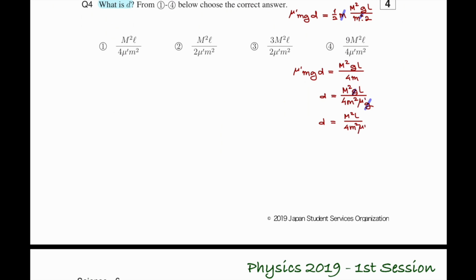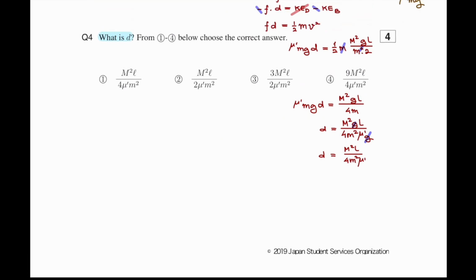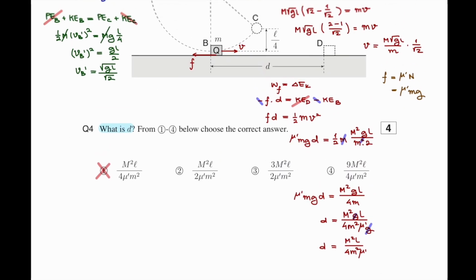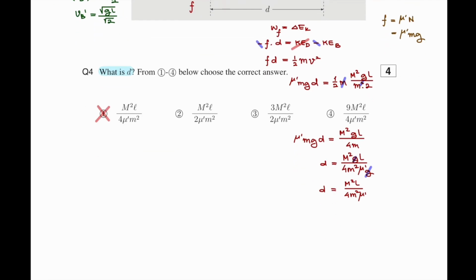So our final answer for question number 4 is number 1. M square L over 4 mu prime M square. The answer is number 1. Okay, that's it for question number 4. Let's proceed to question number 5.